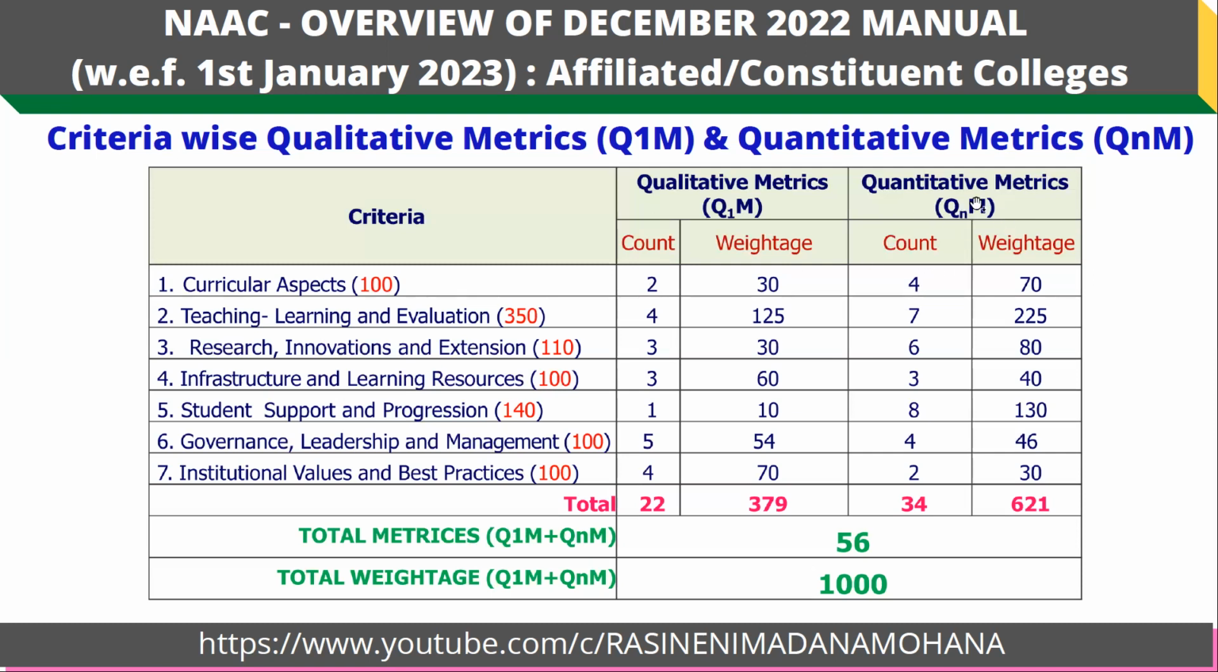Then there are 4 quantitative metrics. Their weightage is 70. What are the 4 quantitative metrics? Then what is the SOP, what is the data template, and what is the benchmark for all these 4 quantitative metrics? In detail, we will see all these, 2 plus 4, 6 metrics.